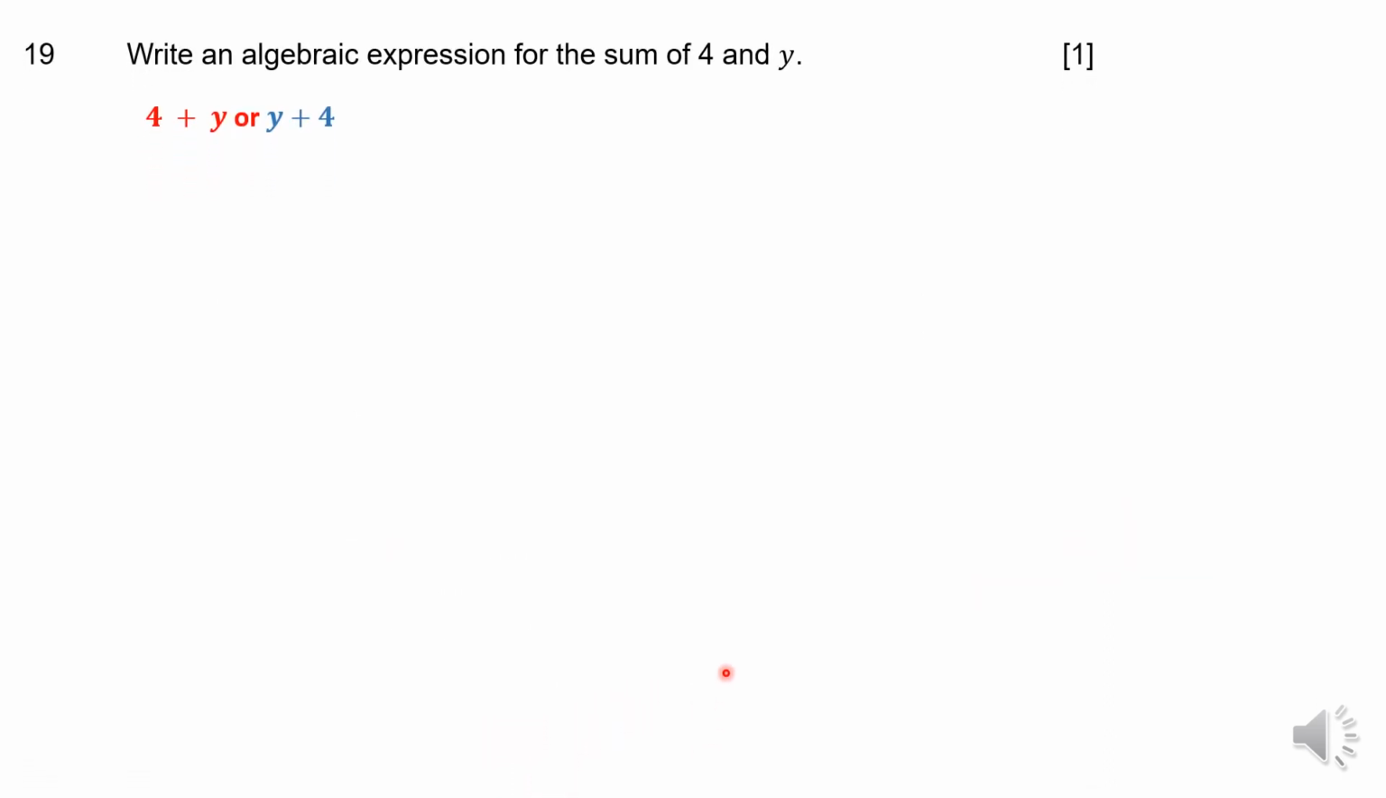Question 19, you are supposed to write an algebraic expression. The sum of just means you add. So when you are writing 4 plus y or y plus 4, because you are adding, it doesn't really matter. You get the same mark.